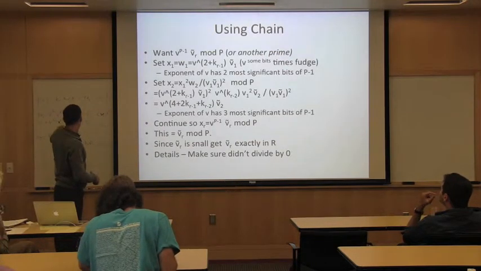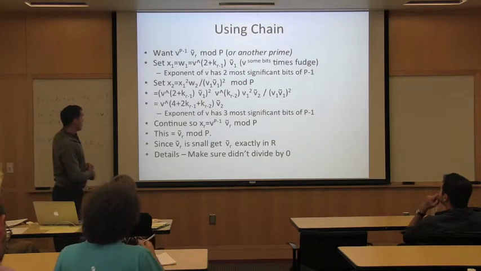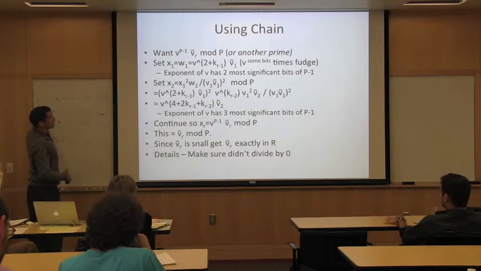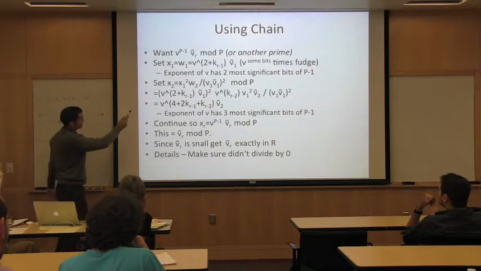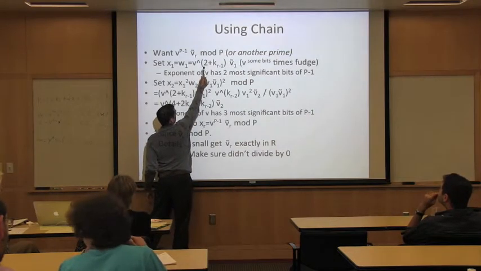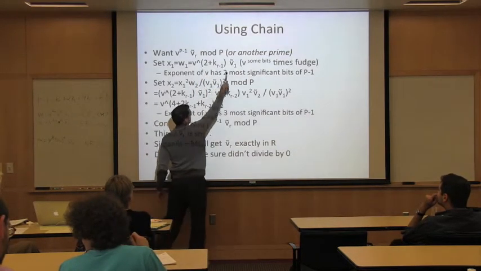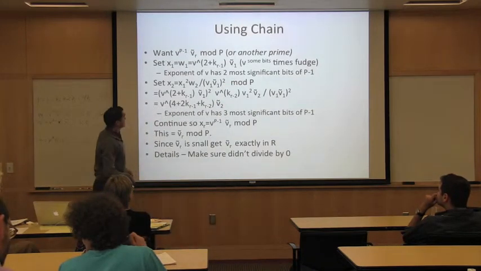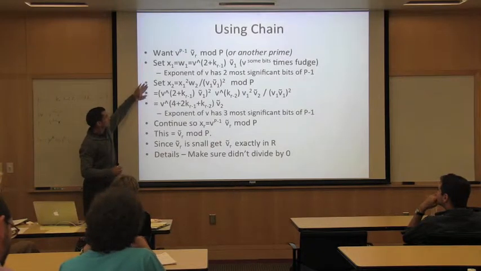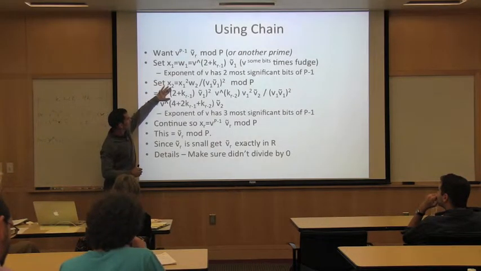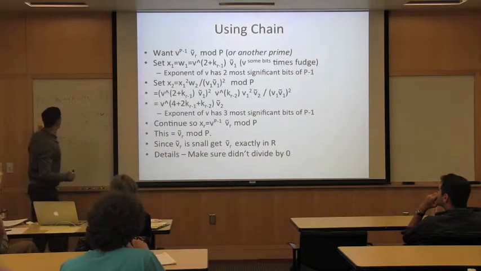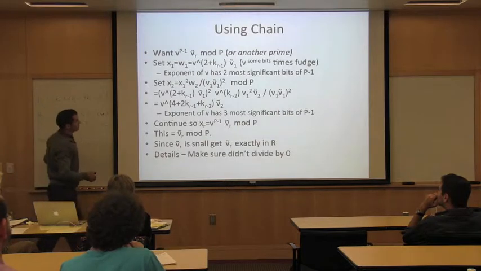So the way we do that is we work through this chain forwards. You set x1 just to be this first term right here, which is v to a power, which has the most significant bit and second significant bit, times v1. So that exponent has the 2 most significant bits of p minus 1. Then you iteratively do it for the next term. So x2 is you're going to take x1, square it, and times it by the next one. Okay, so square and multiply.